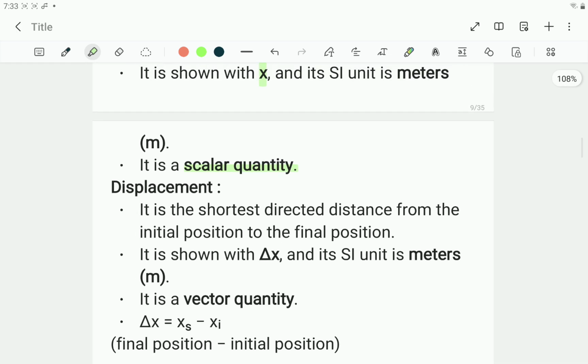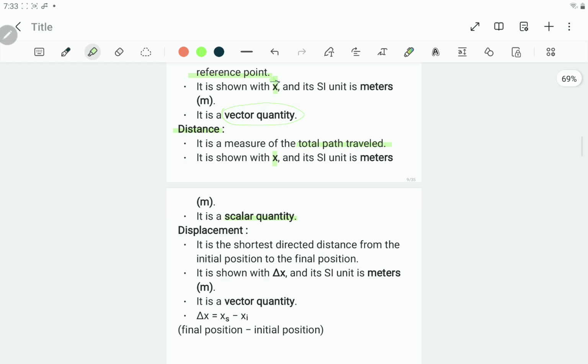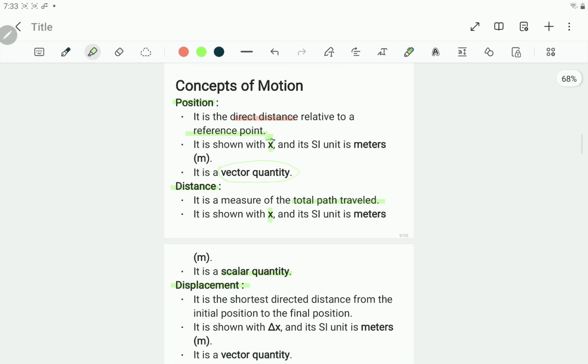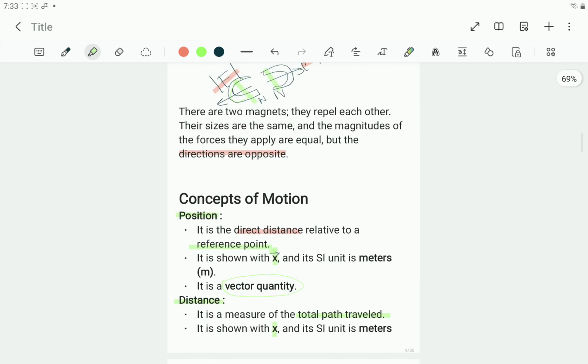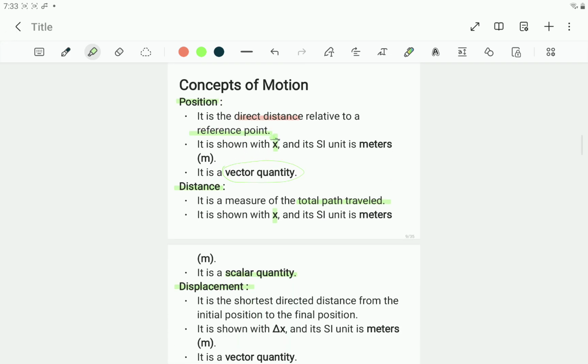Okay, and let's have a look at displacement. We have another terminology, displacement. This is getting a little bit complex, isn't it? So we have position, we have distance, and we have displacement. Position, distance, and displacement. Okay, so what's displacement? It is the shortest directed distance from the initial position to the final position.